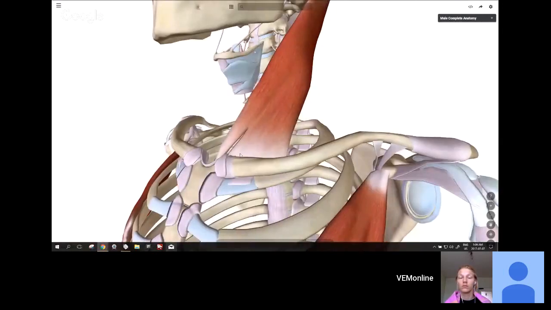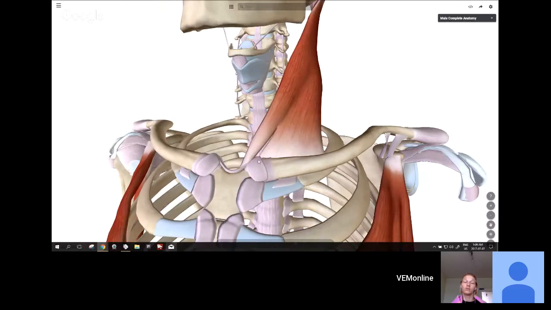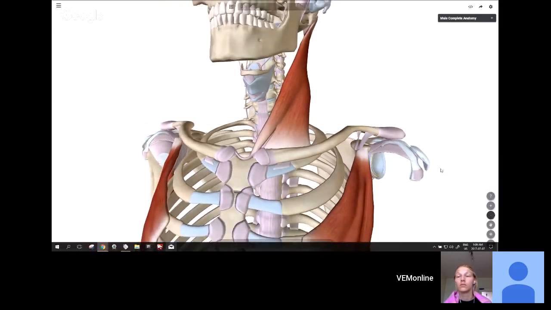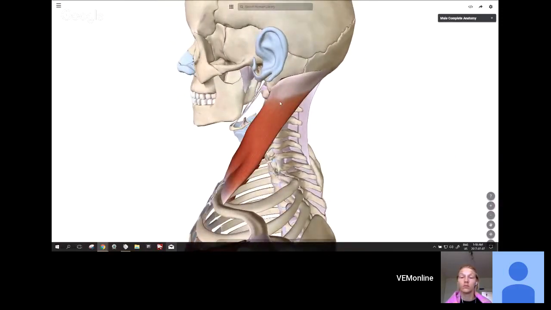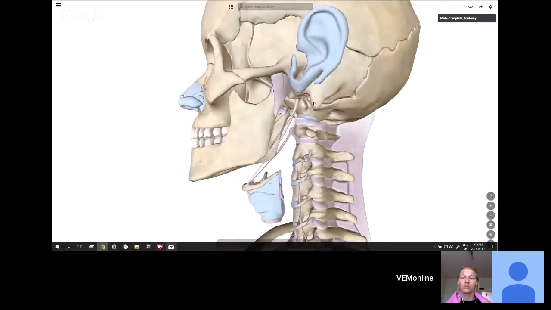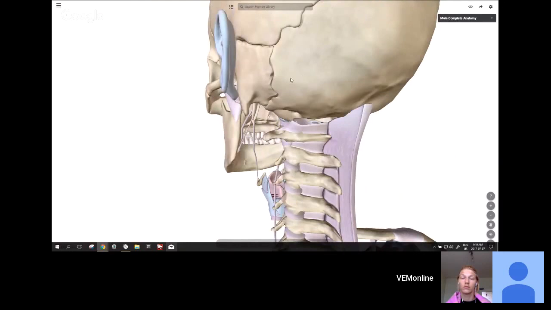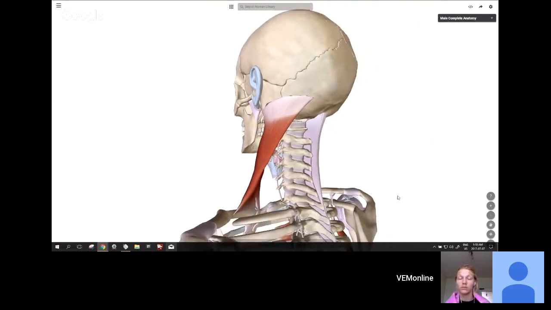Then the clavicular head originates from the medial half of the clavicle at the superior portion. So on top of the clavicle, closer towards the center. So that part. It does insert in the mastoid process. Let's remove this so you can see that right there. Mastoid process, that's that bump right there. Mastoid process and superior nuchal line of the occipital bone. Mastoid process, and then it extends a little bit farther. And that's the insertion.